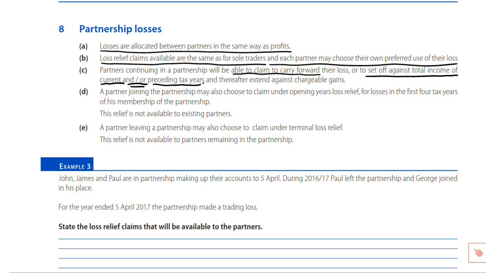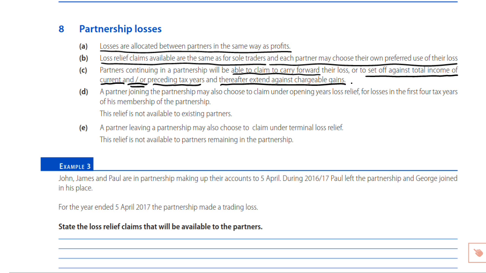And if for one of those years, whether it be the current or the preceding year, they've made that claim and there is still loss left over, then for that tax year, the one in which the claim has been made against total income, any balance, any remaining loss, subject to the maximum loss calculation that we saw, we could thereafter extend against chargeable gains. If, of course, you choose not to extend against gains, then you just carry forward the loss, as we mentioned a moment ago, against future trading profits of the same trade.